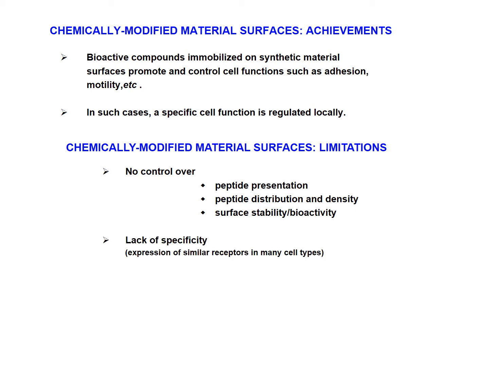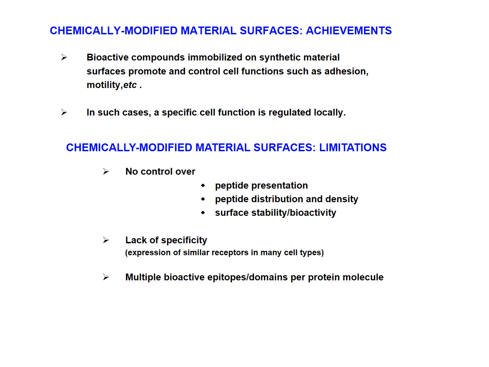This lack of specificity, because many receptors are expressed on many cell types, some of them the same, some of them different. I gave you an example of the similar receptors on cell membranes, on osteoblasts and fibroblasts, which recognize, let's say, the RGD domain. That lack of specificity contributed to the difficulties in the applications of the pertinent chemically modified material surfaces techniques.